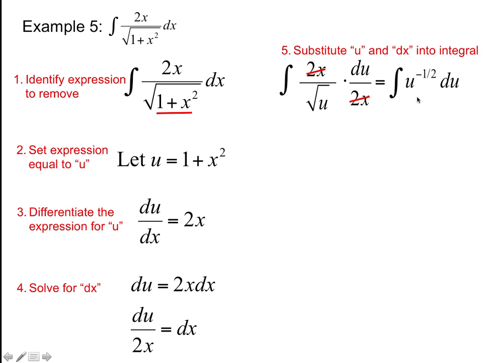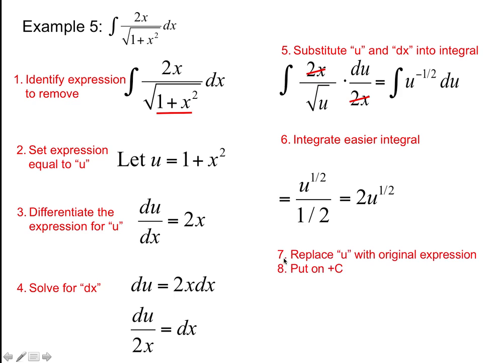So we bump up this power by 1, to u to the 1/2. That's step 6. And we divide by that new power, 1/2. Dividing by 1/2 is the same as multiplying by its reciprocal, which is 2. So this ends up being 2u to the 1/2 power. Steps 7 and 8 are our combination here. We replace the u, and we put a plus c on there.